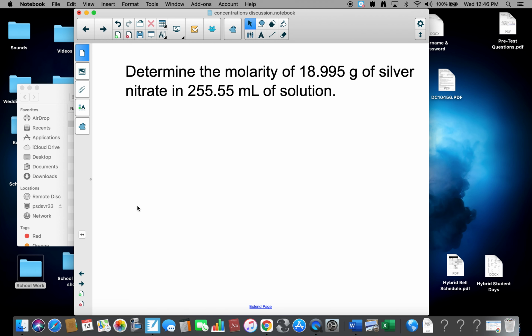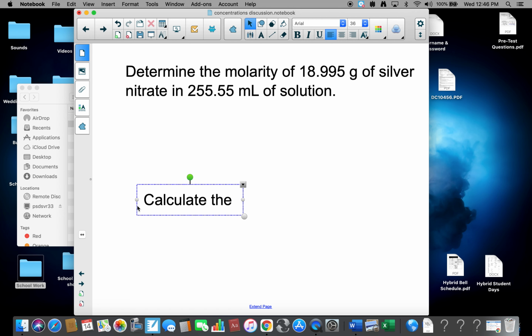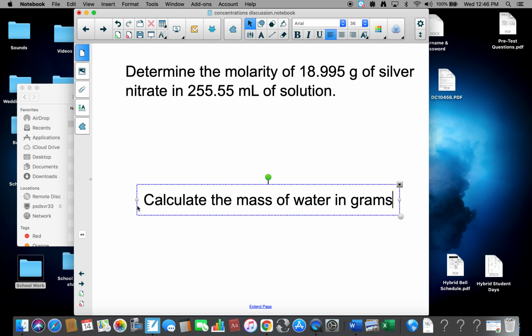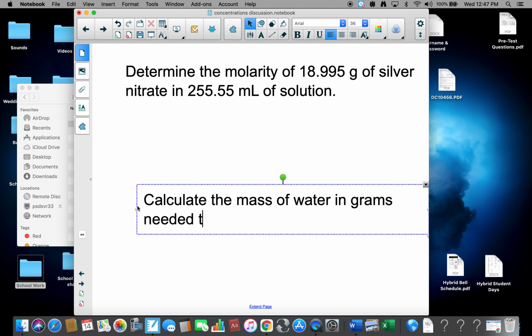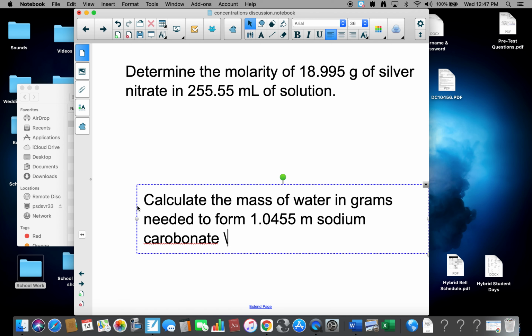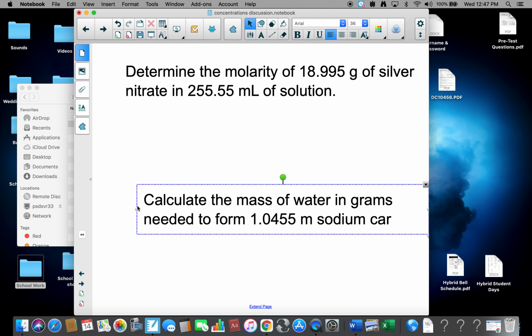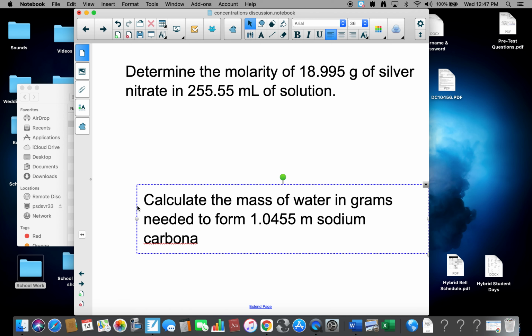And then a second problem, I want you to calculate the mass of water in grams needed to form 1.0455 molal sodium carbonate using 224.55 grams of solute. All right, so there's our second problem.